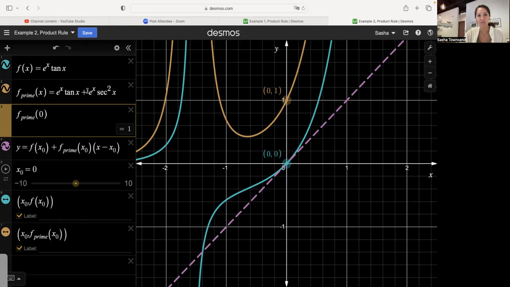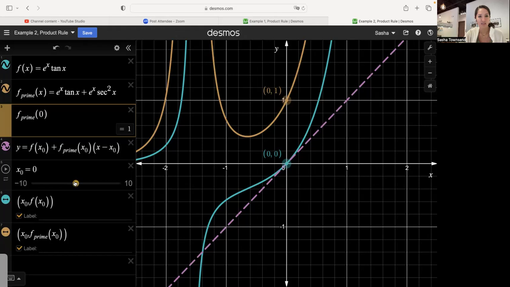So this part is 0, plus e to the 0, which is 1, times secant squared of 0. Secant squared is actually 1 over cosine squared. So 1 over cosine of 0 squared. Cosine of 0 is 1. So we have 1 over 1 squared, which is 1, times e to the 0, which is 1. So you end up with 1 times 1, which is 1. So you get 1 there.